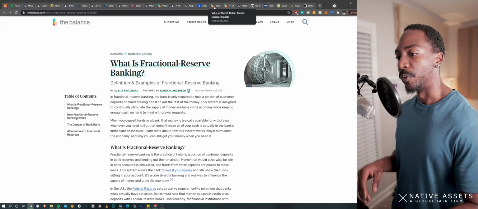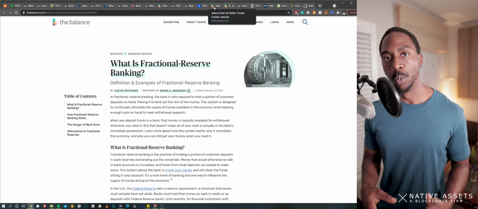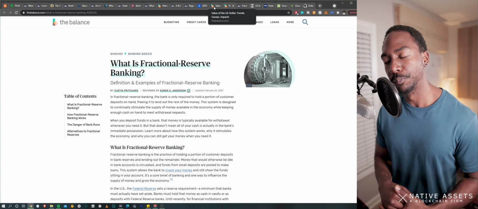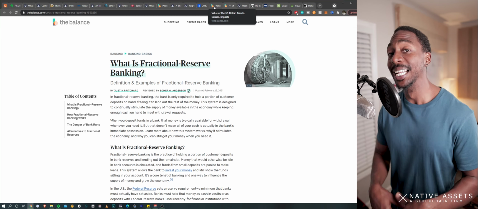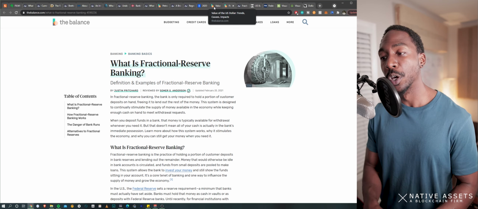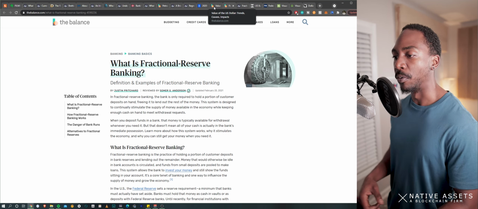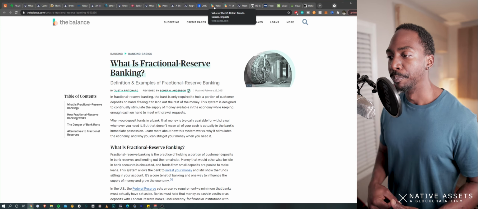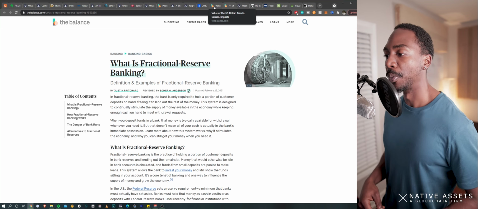Let's start with fractional reserve banking, because for those who may not know, I talked about it previously. It is this system in which banks legally are not required to hold on to all of your funds. So you go to the bank, you have, let's just call it, $100,000. You put $100,000 into your bank account.